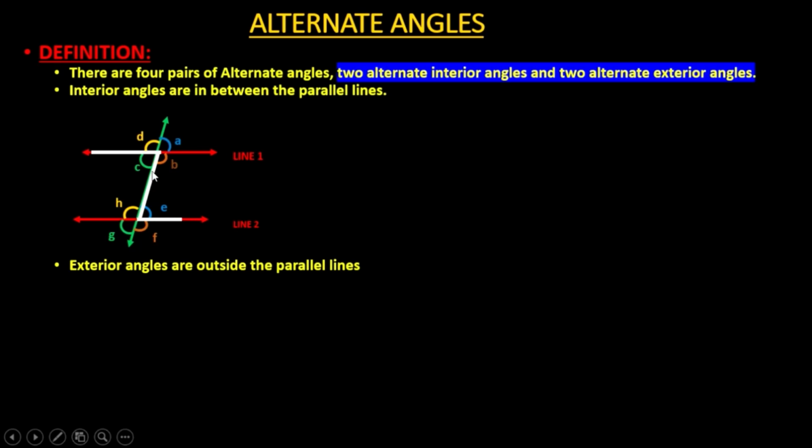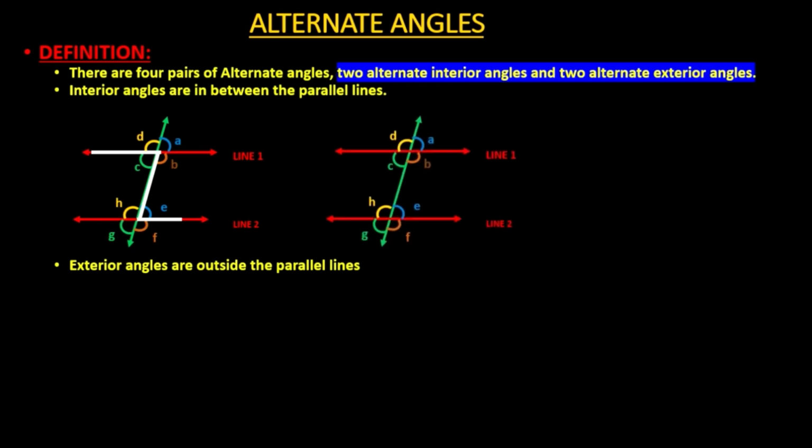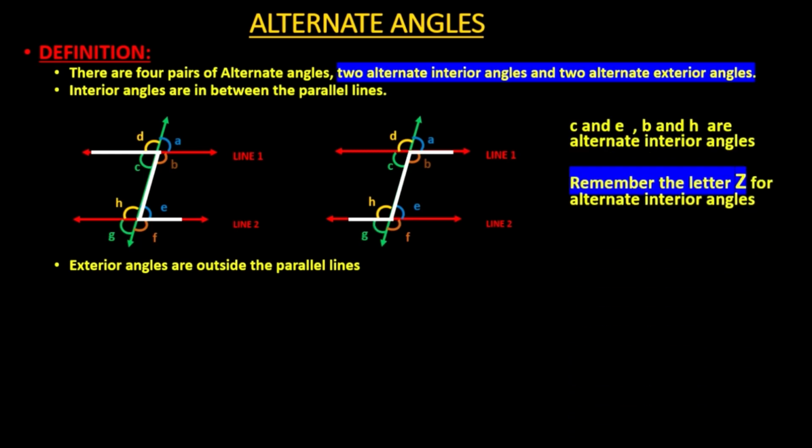Here, angle C and angle E are alternate interior angles. Another example, angle B and angle H are alternate interior angles. You must remember the letter Z for alternate interior angles.